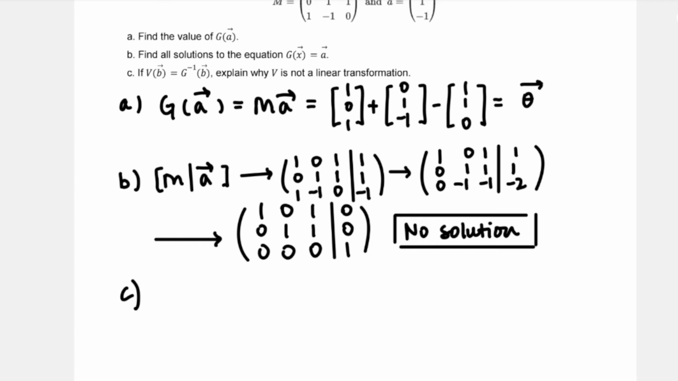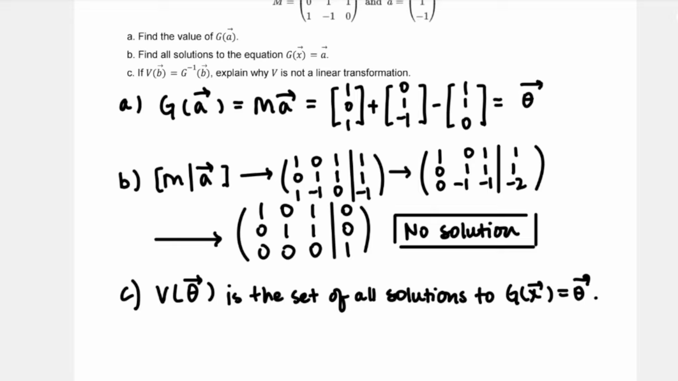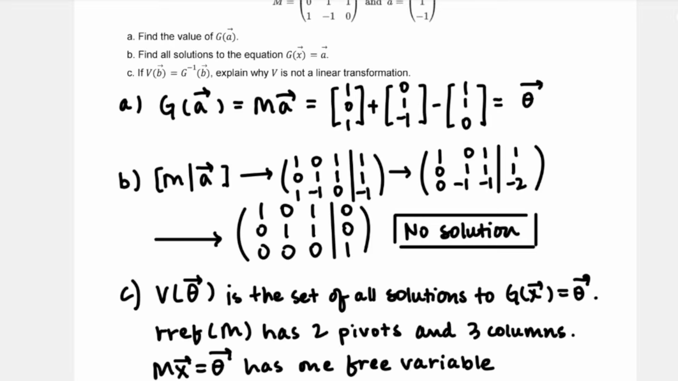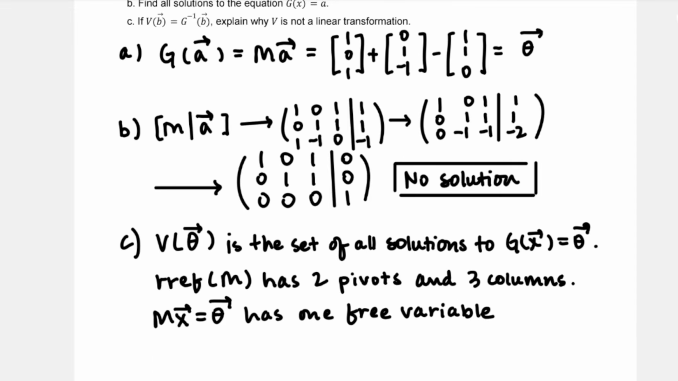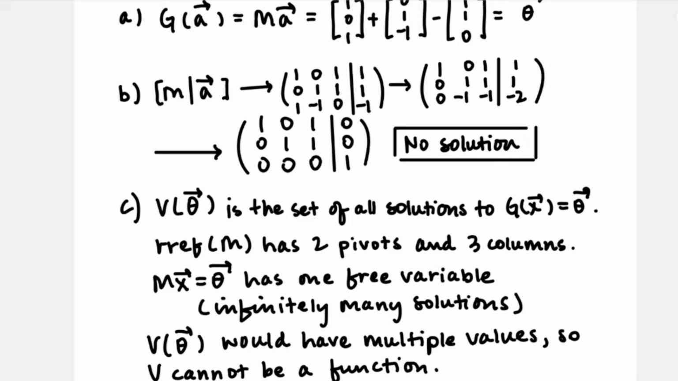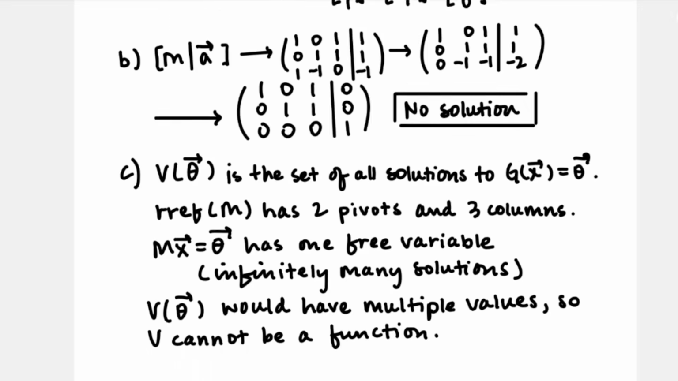So for part C, I'm going to say, all right, well, v of 0 is the set of all solutions to g of x equals 0. And we already found one, so we know there's infinitely many. On the other hand, the reduced row echelon form of M has 2 pivots and 3 columns. We can see that right there to the left of the vertical bar in part B. That means that the homogeneous system Mx equals 0 is going to have one free variable in its solution space. And one free variable does mean infinitely many solutions. And so that just means that v can't be a function, right? Because v of 0 would have multiple output values.